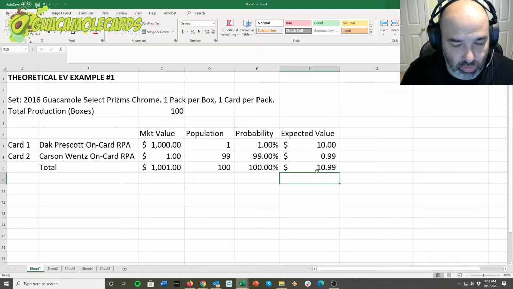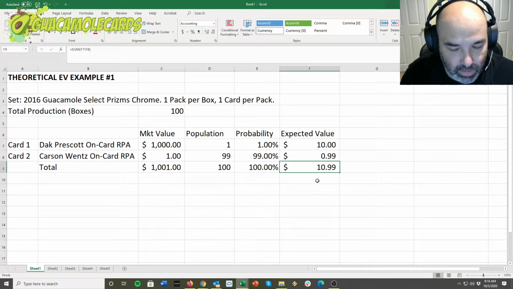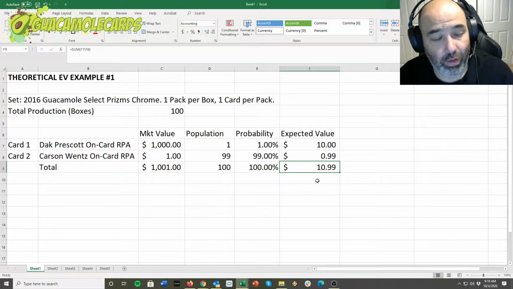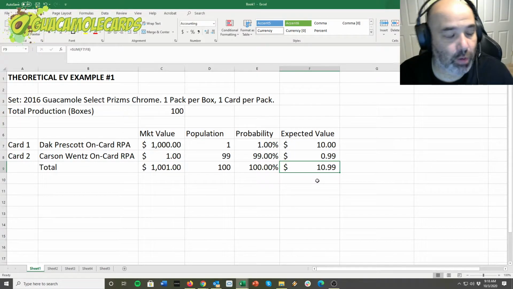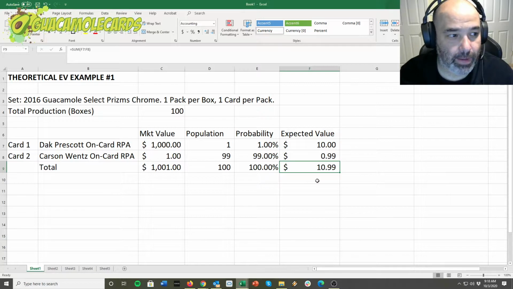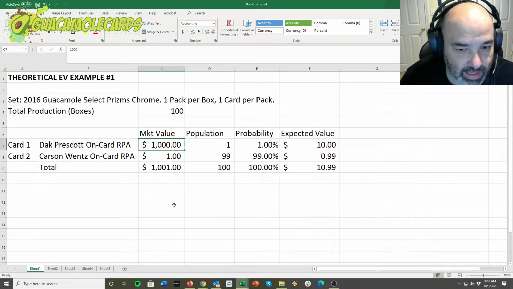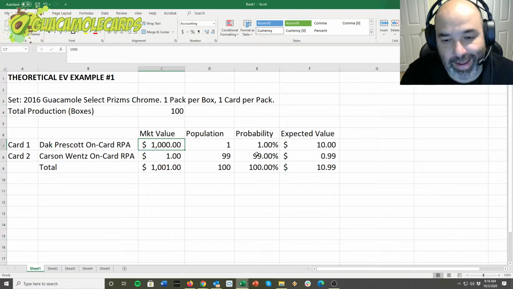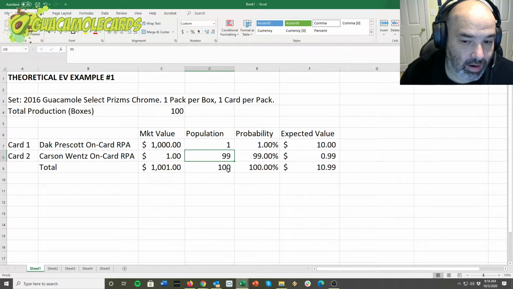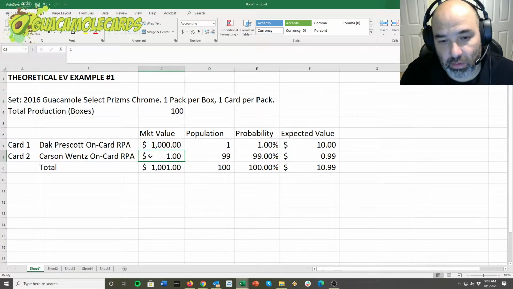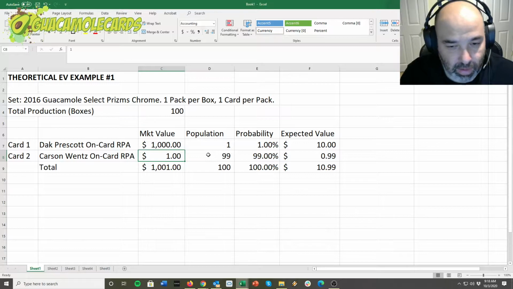So if this box were sold for $5, the recommendation that expected value would give you is that you should go out and buy every single box that exists. Because there's 100 boxes, you're going to spend $5 per box. You're going to spend $500, but you're going to have a 100% chance of getting the card that's worth $1,000. And you're also going to end up with 99 cards that are worth $1 as well. So, good news. You're going to make money in the long term.